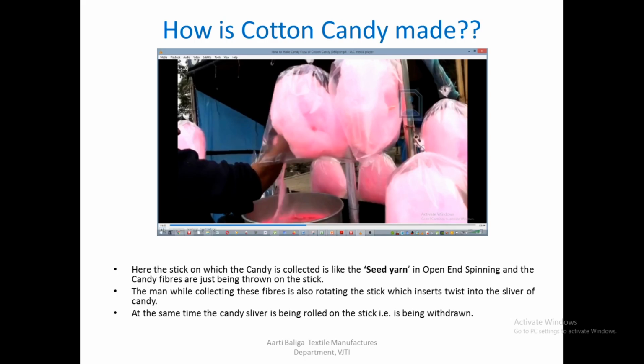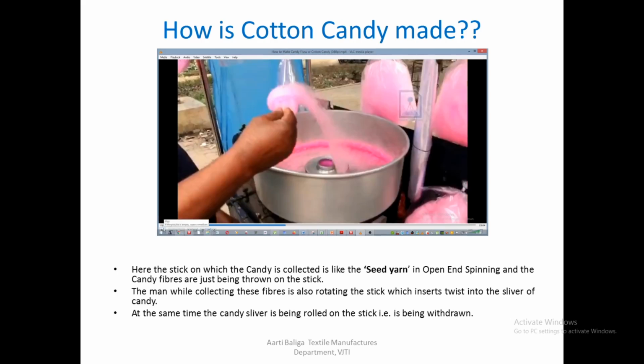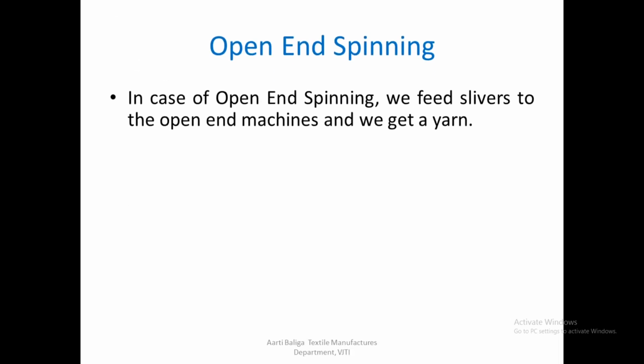So this is the basic idea of open end spinning. Let us go ahead. In the case of open end spinning, in all the 5 systems subclassified under open end that we are going to learn, the feed is the sliver. The fibers in the form of a sliver are fed into the machine, and what we get as output is the yarn.